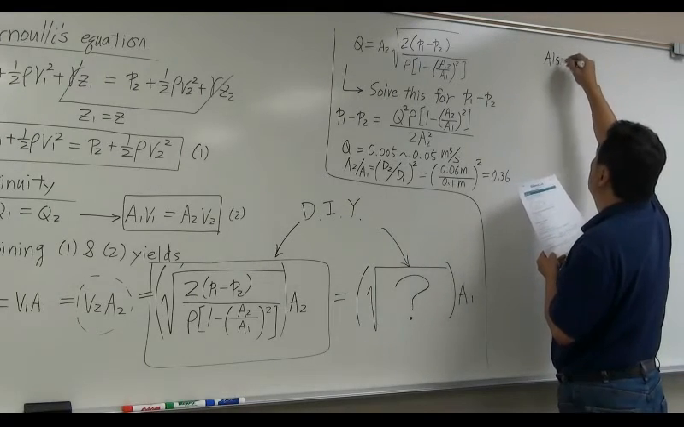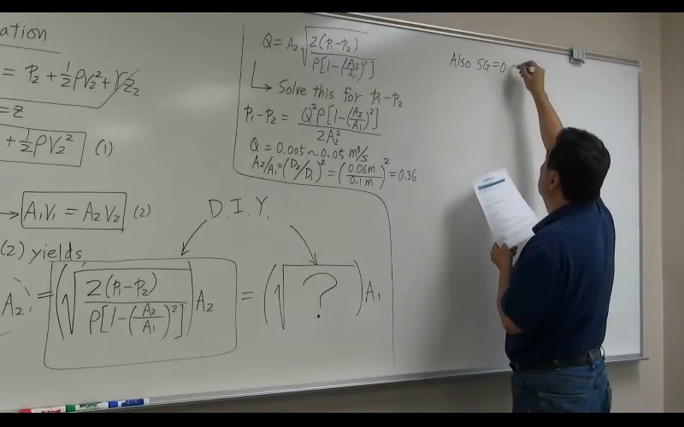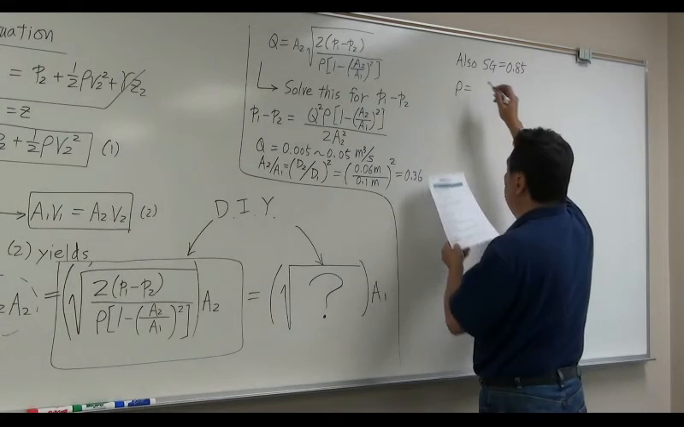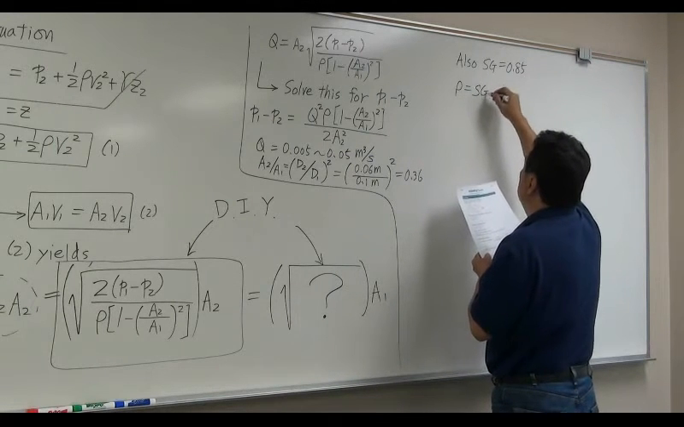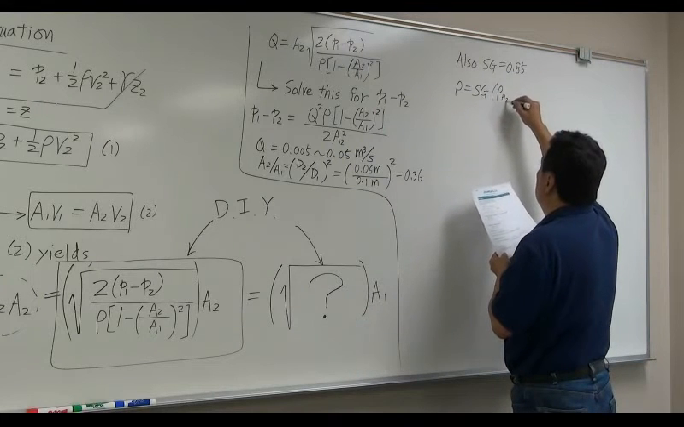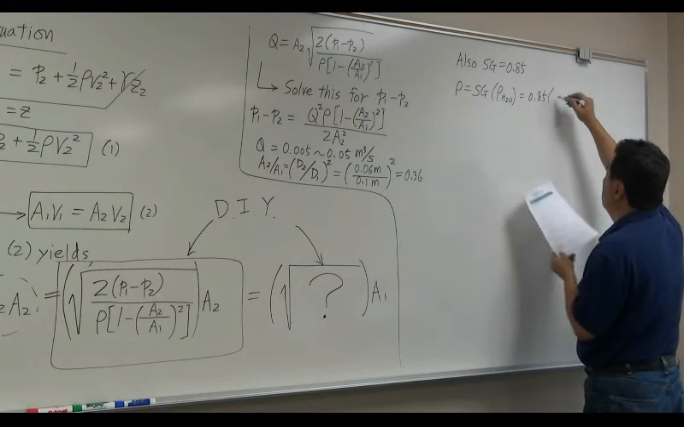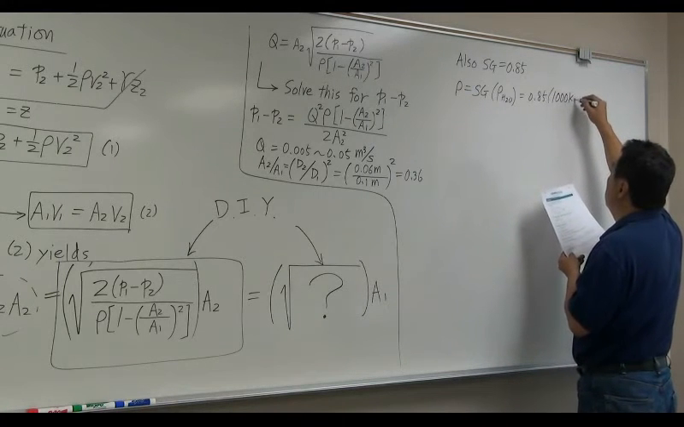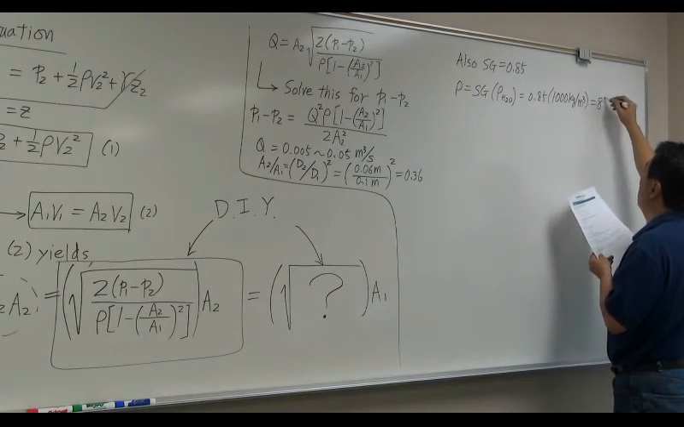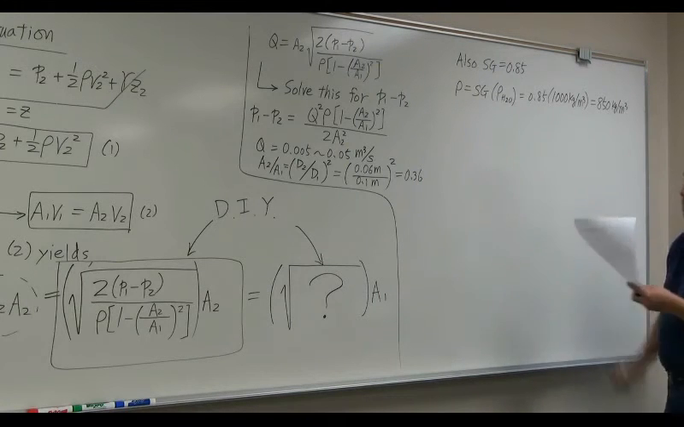Also, specific gravity. This is kerosene, specific gravity. So density of kerosene can be given by Sg of kerosene multiplied by density of water. So this is 0.85 times density of water at room temperature, 1,000 kilogram per cubic meter. Really nice number to remember. So density of kerosene is 850 kilograms per cubic meter. Okay.